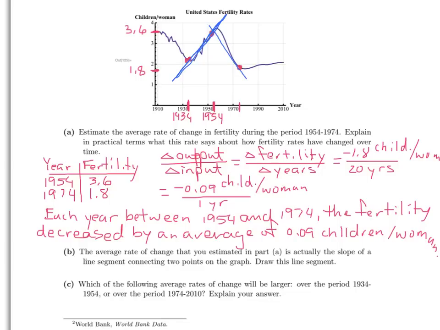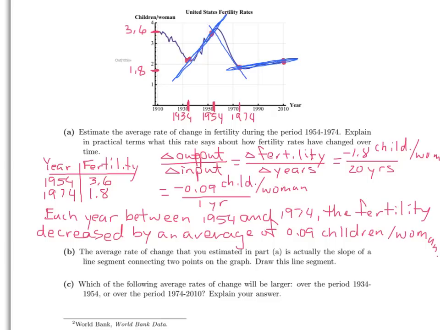Now let's look at the period from 1974 to 2010. We've already got our point for 1974. That's right here. Now let's look at the year 2010. That's over here, and we have a point right here. If we connect the 1974 point with the 2010 point with a line segment, we get this line right here.